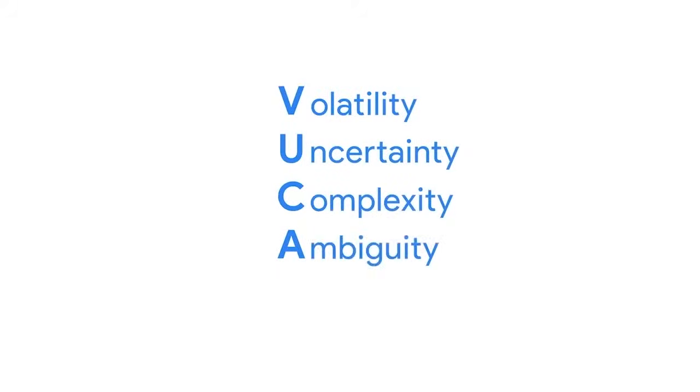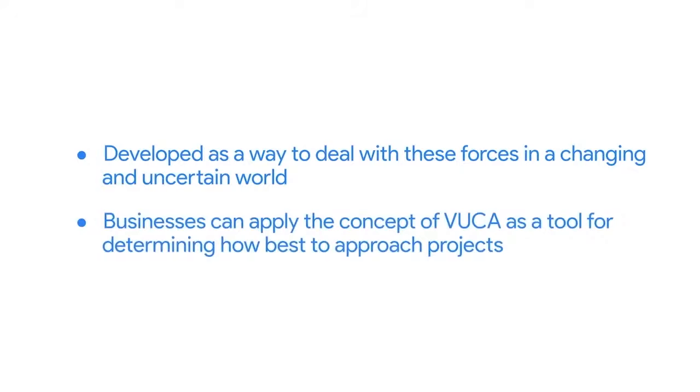Let's recap. VUCA stands for volatility, uncertainty, complexity, and ambiguity. It's a concept that was developed to deal with these forces in a changing and uncertain world. Businesses can apply the concept of VUCA as a tool for determining how best to approach projects. Phew, that's a lot of info, but it's all good stuff. Having an understanding of these concepts will help with decision-making in all kinds of projects. Adopting an Agile approach increases your chances of success despite this uncertainty. And these concepts apply to the business world at large, not just projects.